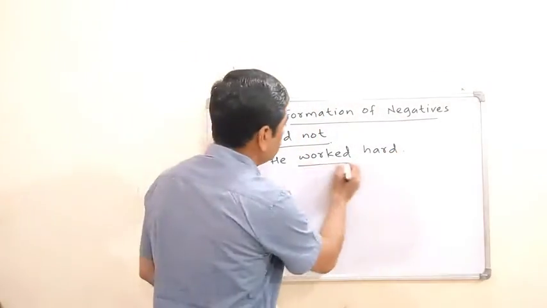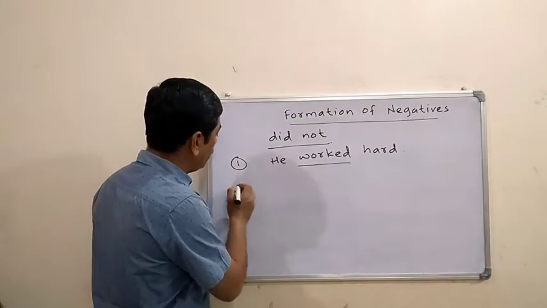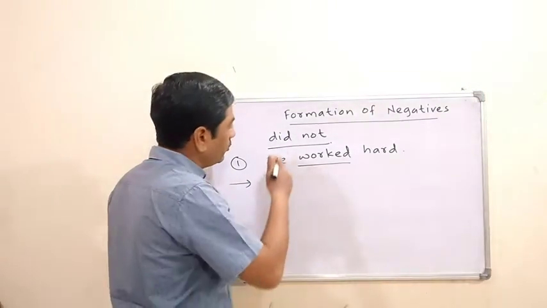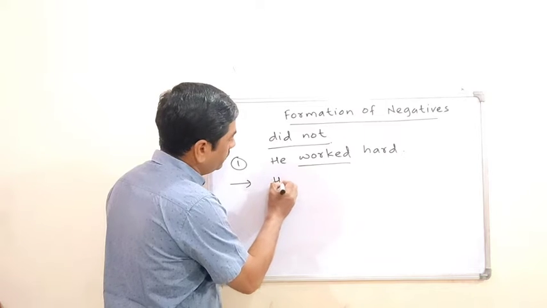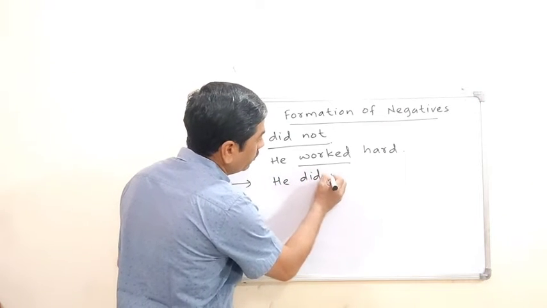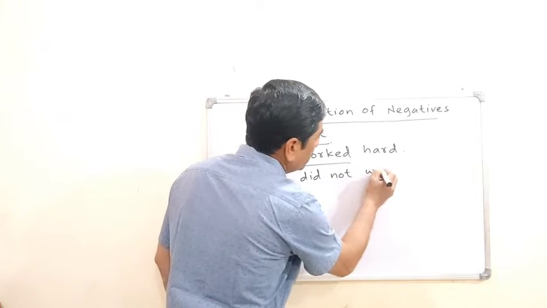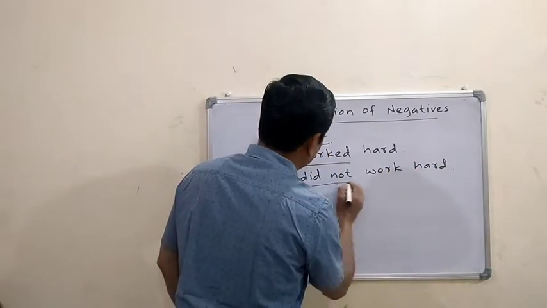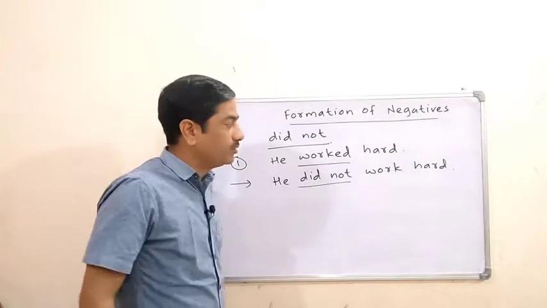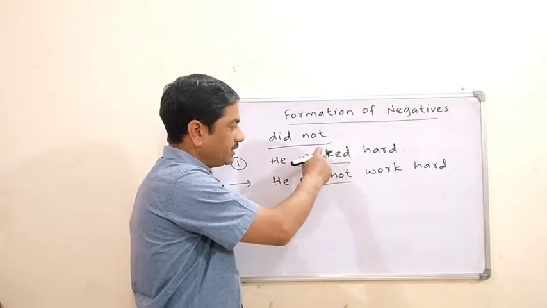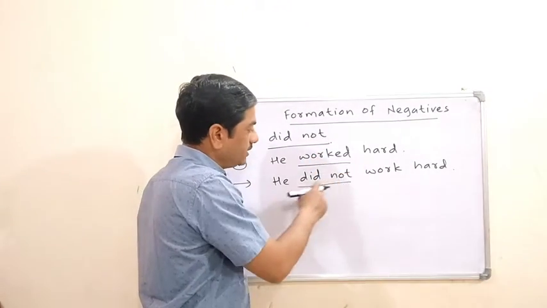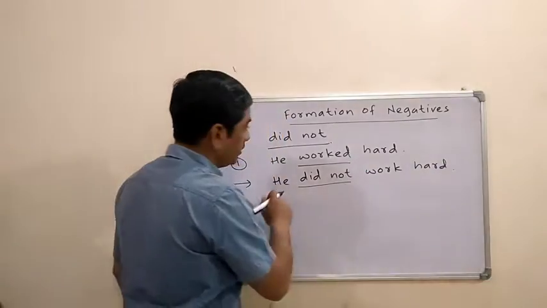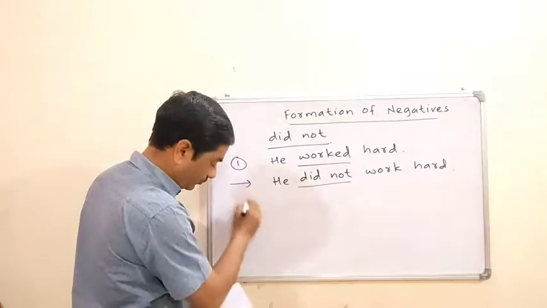This sentence is of simple past tense, and we want to change it into negative. So you will make use of did not. He did not work hard. So did not and V1 form of the verb. In the affirmative sentence, worked, and in the negative sentence, did not and V1 form, the base form of the verb.